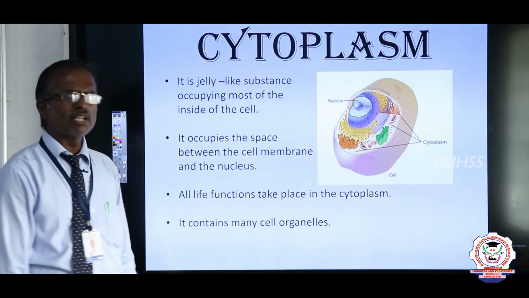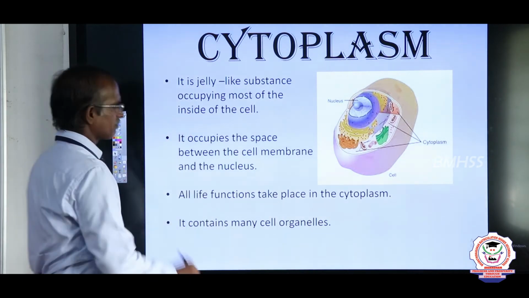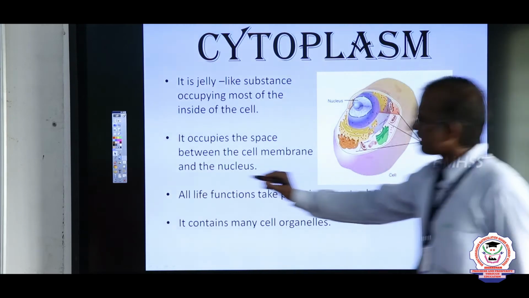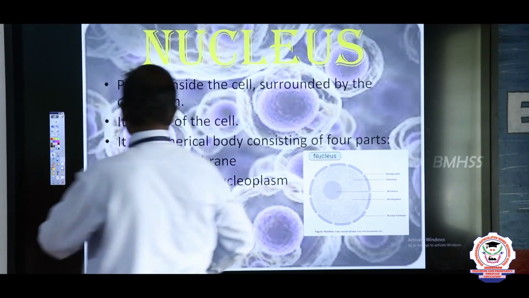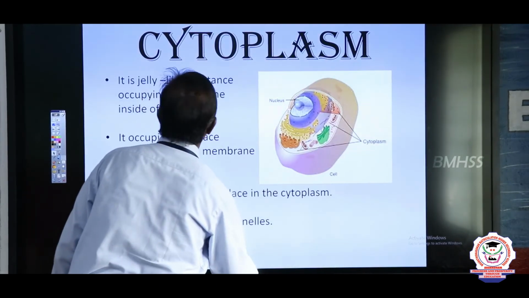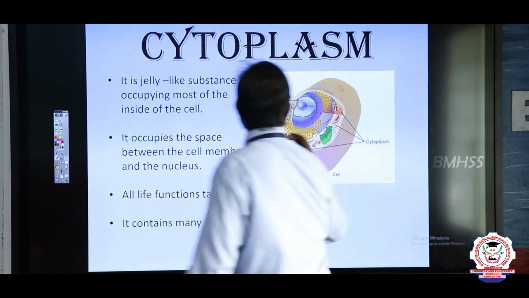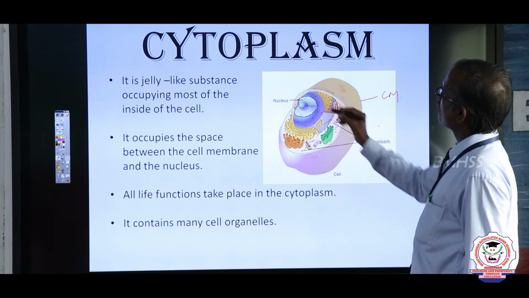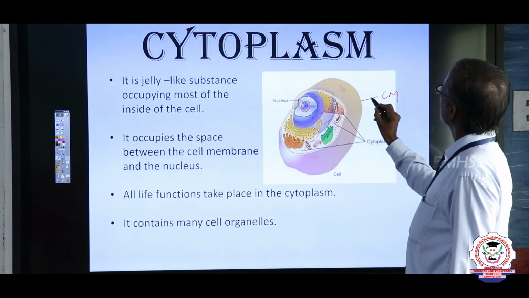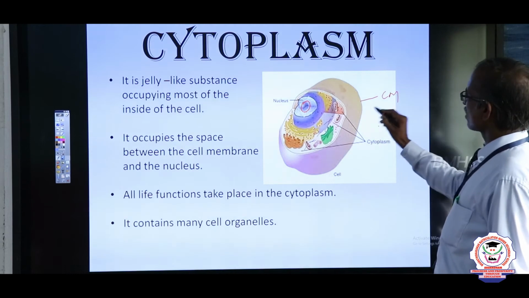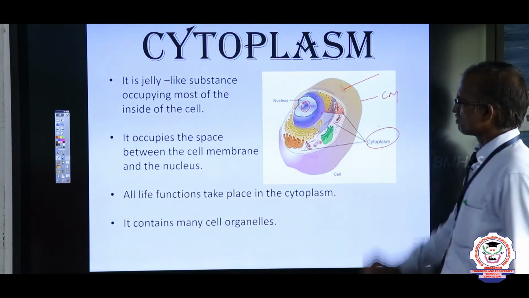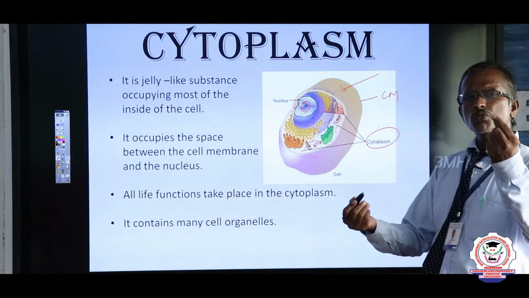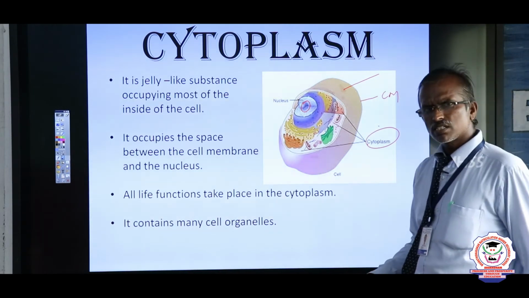Next is cytoplasm. What is meant by cytoplasm? Cytoplasm is the space between the nucleus and the outer cell membrane. The entire space is known as cytoplasm. This cytoplasm contains various minute structures known as cell organelles.